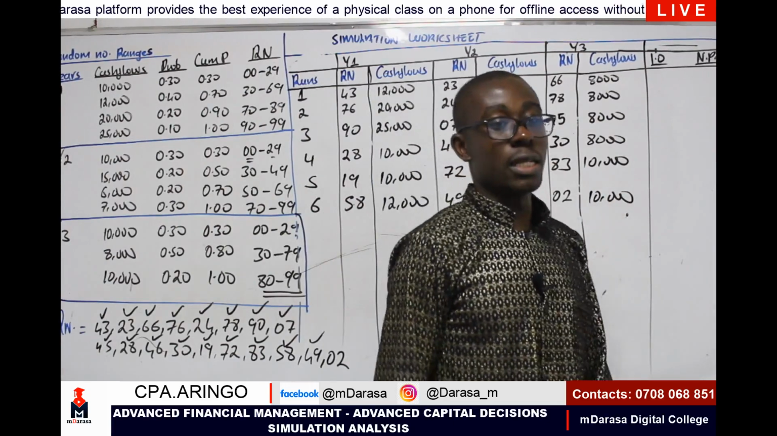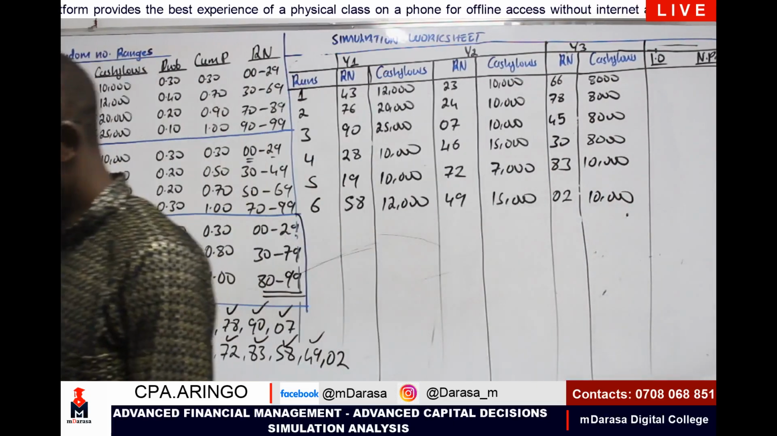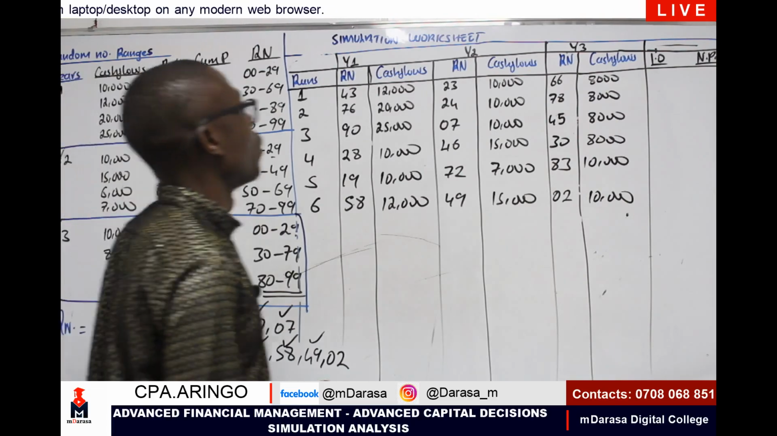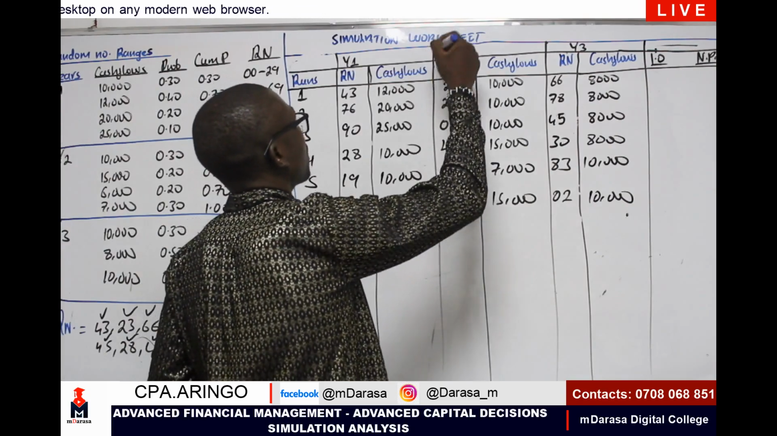So what we've literally done, we've just prepared our simulation worksheet. But will our work end there? No, our work will not end there, because our target here is to prepare our NPVs, right? So this will make our work even much easier. Why is Mwalimu saying that our work will be much easier? Because, remember, we had already computed our discount factors, right?